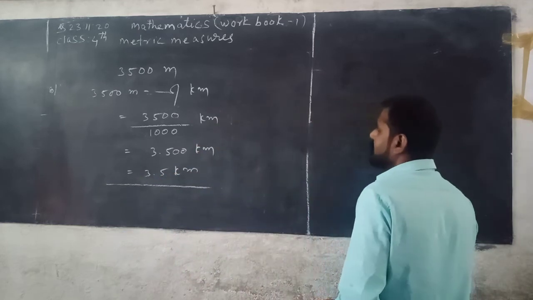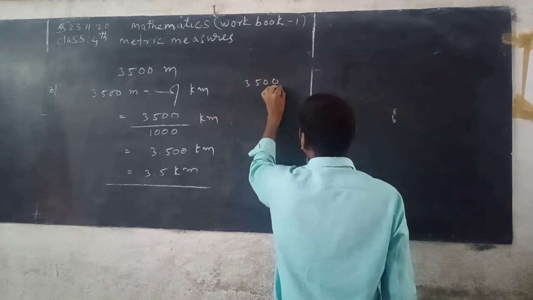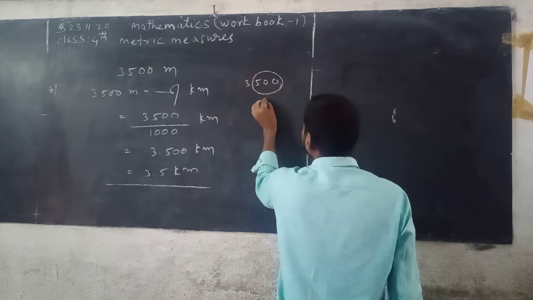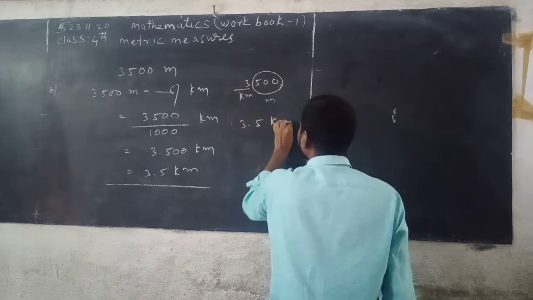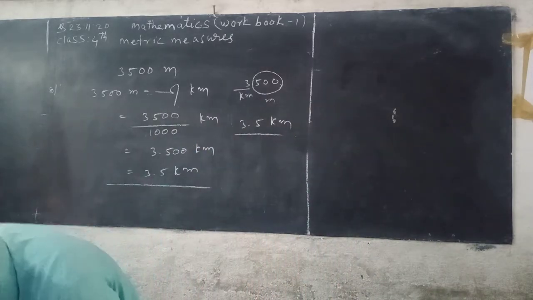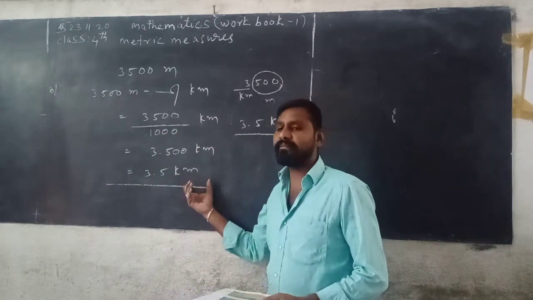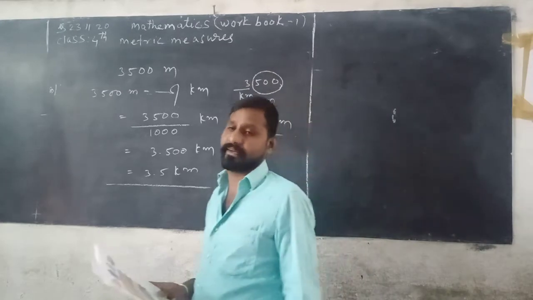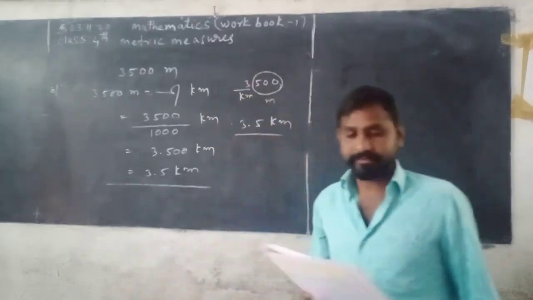So the shortcut method is, 3,500, from right to left side the first 3 places go to meters, the remaining goes to kilometers. Then you can write 3.5 kilometer. Did you understand? Write down 3.5 kilometer. Kilometer means 3 kilometers, 500 meter. 500 meter can also be written as 3.5 kilometer. That is also correct. Write down.